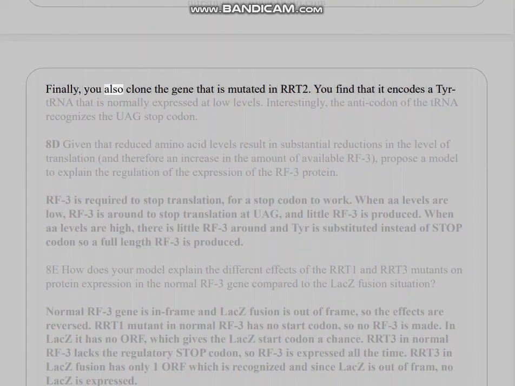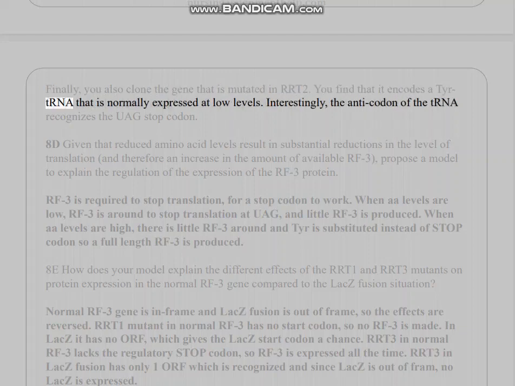Finally, you also clone the gene that is mutated in RRT2. You find that it encodes a tRNA that is normally expressed at low levels. Interestingly, the anticodon of the tRNA recognizes the UAG stop codon.